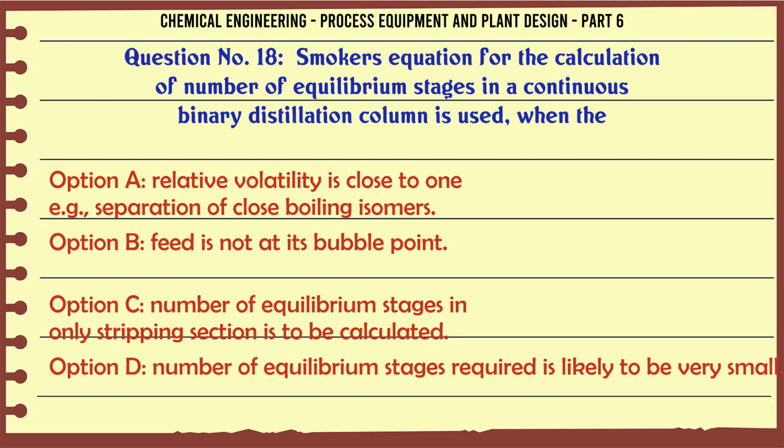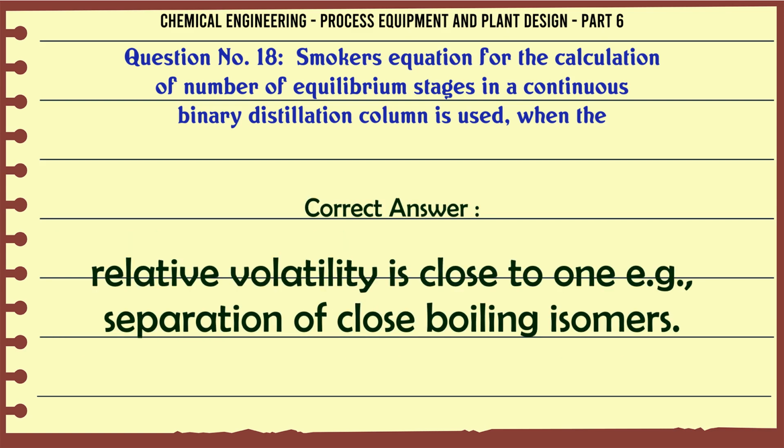Relative volatility is close to 1, e.g. separation of close boiling isomers. B. Feed is not at its bubble point. C. Number of equilibrium stages in only stripping section is to be calculated. D. Number of equilibrium stages required is likely to be very small. The correct answer is relative volatility is close to 1, e.g. separation of close boiling isomers.